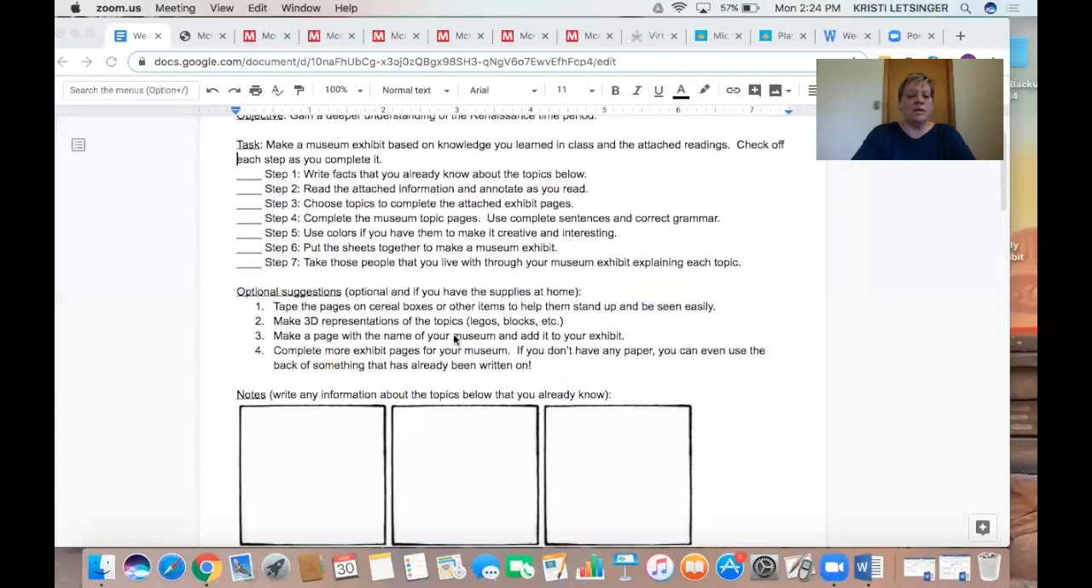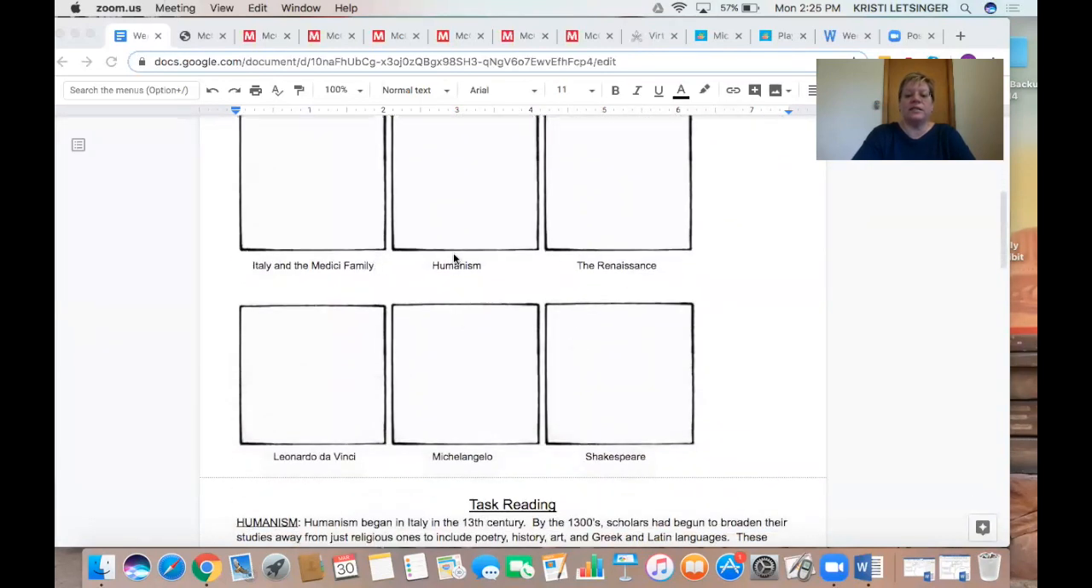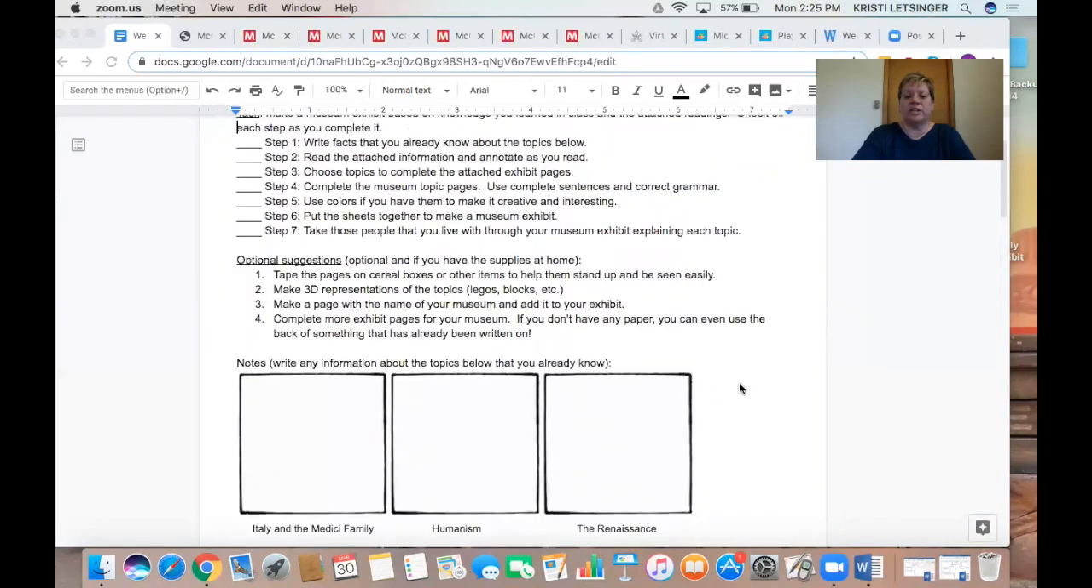The second step would be to read the attached information and annotate as you read. So there are 2 pages attached to the actual task sheet. It just takes you through some really quick reminders of what we learned during that time, all about each one of those 6 topics: Italy, humanism, Renaissance, Leonardo da Vinci, Michelangelo, and Shakespeare.